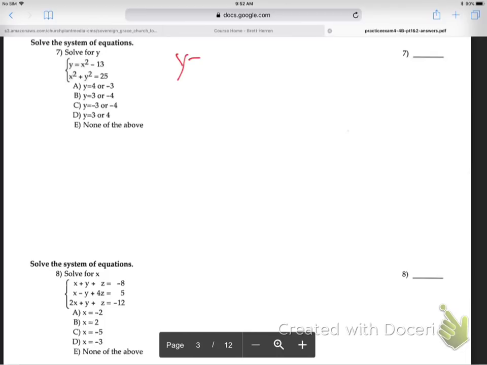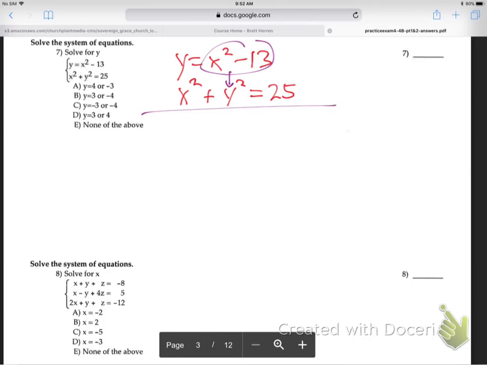Okay, so we've got y equals x squared minus 13, and x squared plus y squared is 25. So these are challenging. What should we do? We could try moving the x over with the y on the top one. I don't think that's a good plan. No. We want to do substitution, right? So we want to grab that first one and plug it in right there, because y is x squared minus 13, right? So you remember, these are substitutions. You plug one equation into the other.